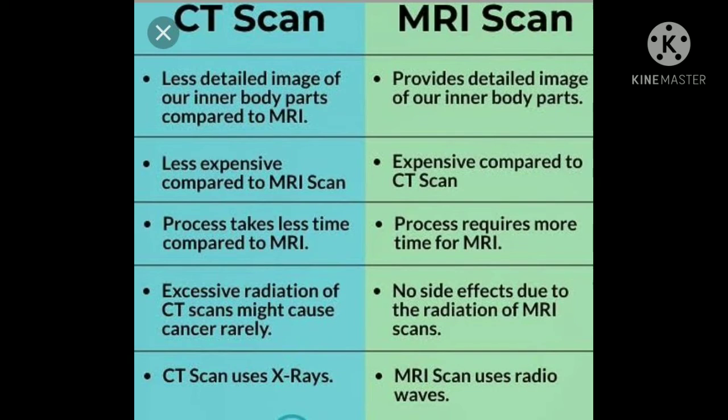So which one is best, MRI or CT? MRI scan. Okay, next point, CT scan uses X-rays. What rays are used in CT scan? X-rays are used in CT scan. It's very important. MRI scan uses radio waves, so it does not cause any damage to our body. Do you understand, students? CT scan only uses X-rays. MRI scan uses radio waves. It's a very important point. Don't forget, students.